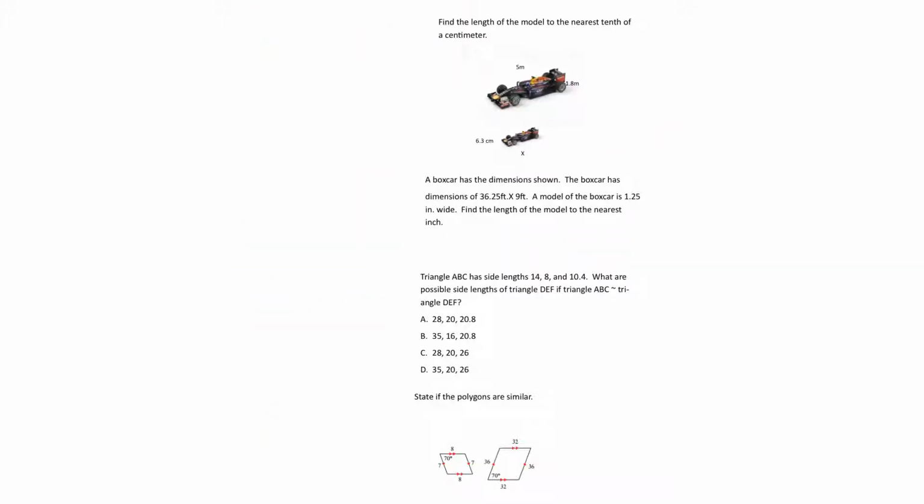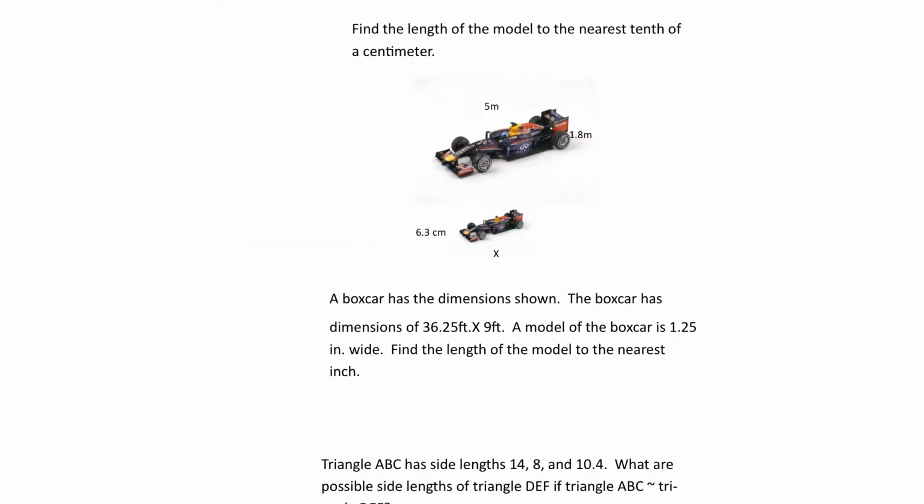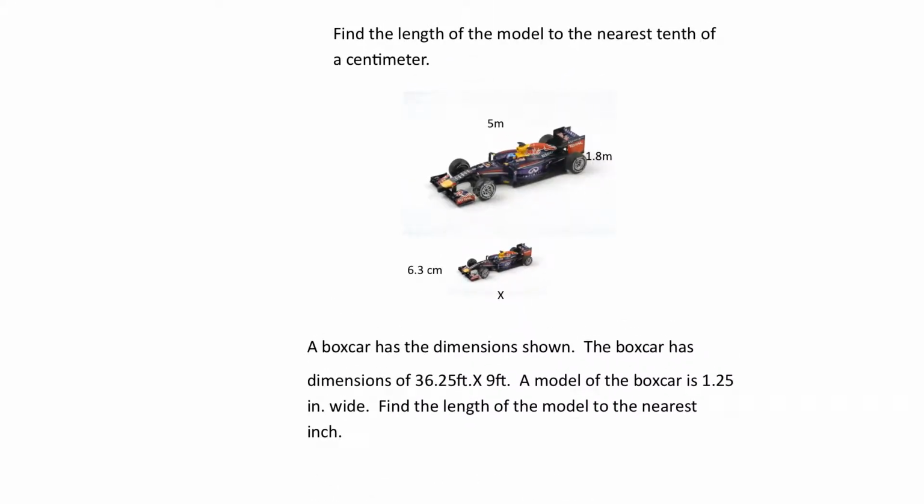Okay, on the back. So we have these two cars. It's kind of hard to tell what's going on here, but the width of this car is 1.8 meters. The length of it is 5. And then on the smaller car, the width is 6.3 centimeters. And the length of it is what I'm looking for. That's the x.